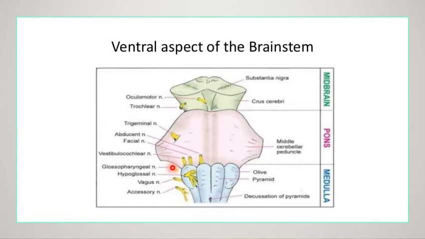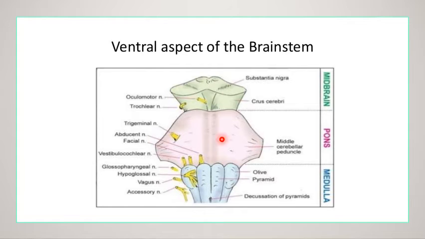The line of junction between the pons and the medulla is marked by a groove through which you will see a number of cranial nerves going. Okay? These are the cranial nerves that are emerging from these grooves. The posterior aspect of the pons forms the upper part of the floor of the fourth ventricle.